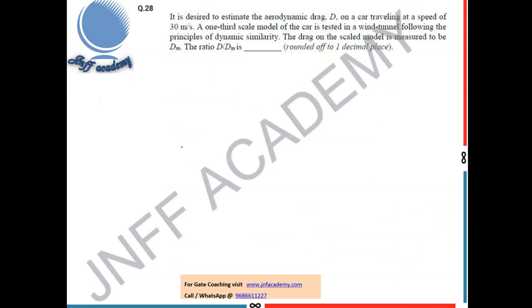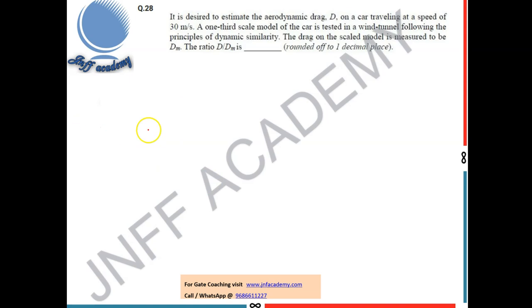Okay. Let's move on to the next question, which is related to dynamic and geometric similarity. This is also a very easy, straightforward question. Nothing to think too much here. If you know the concept, just apply it, you'll get the answer. That's the kind of question it is.